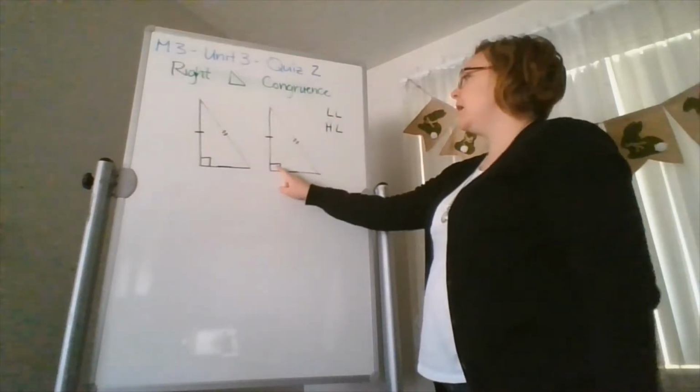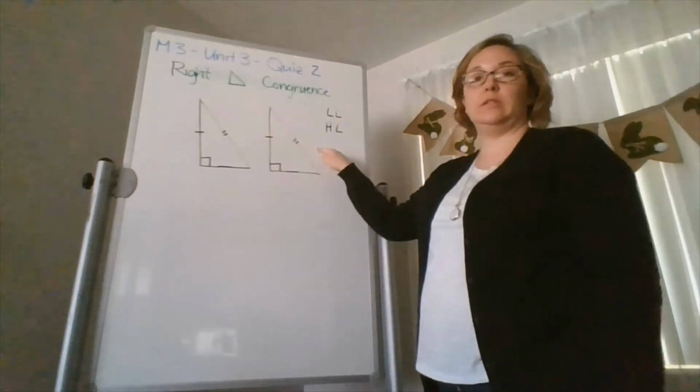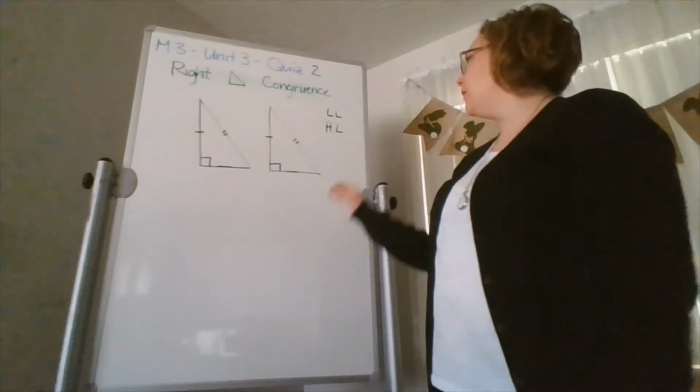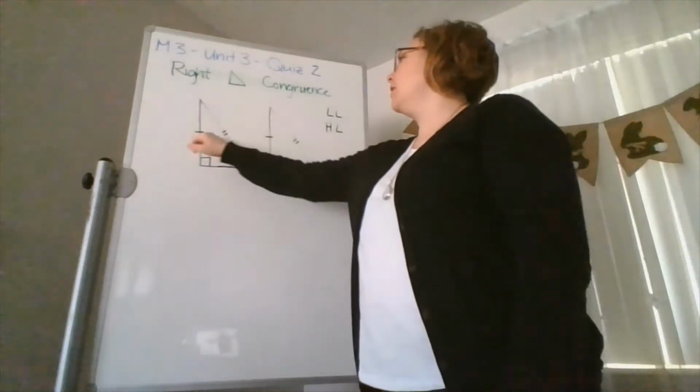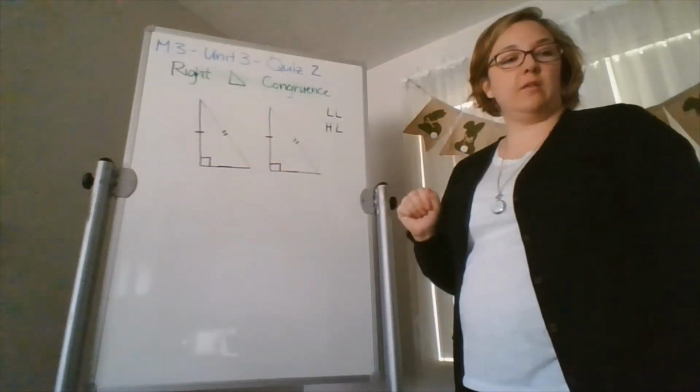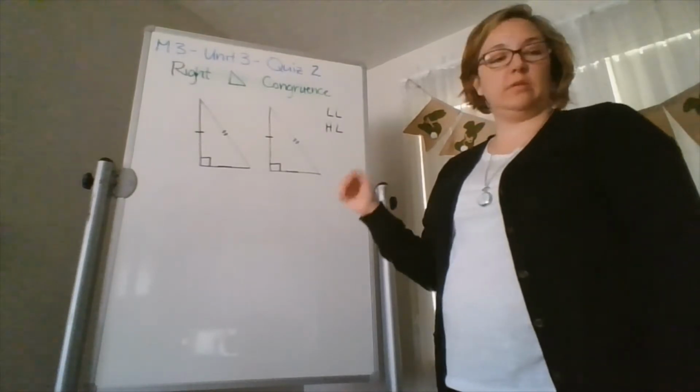Now remember, the hypotenuse sits across from the right angle. It's the largest side of your right triangle. So if we have a hypotenuse and a leg that are congruent, represented by these little tick marks, then they are congruent through the hypotenuse-leg theorem.